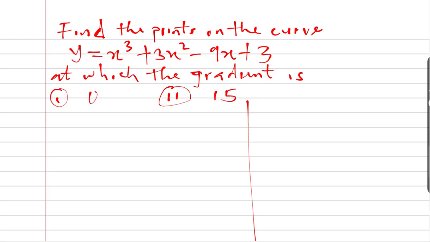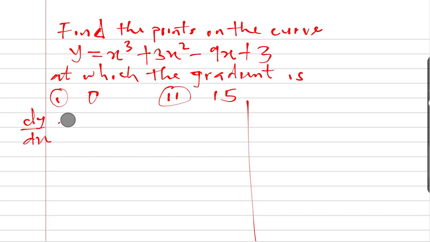Now look at the question. You should find the points. That means find the value of x for which the gradient is as given. The first thing you need to do is to find the gradient and make it equal to the first value, 0. When you make it equal to 0, then you find your value of x. So your dy/dx is set equal to 0.